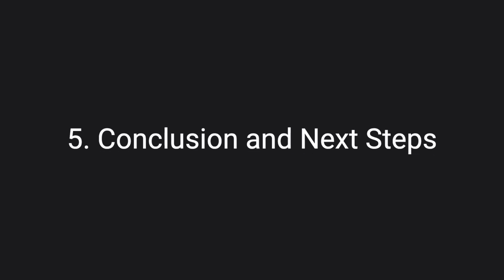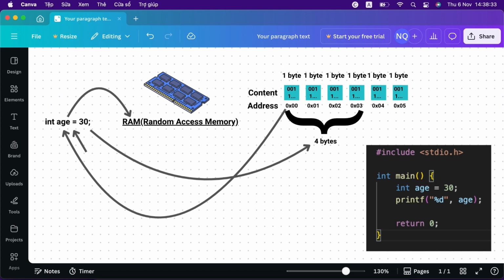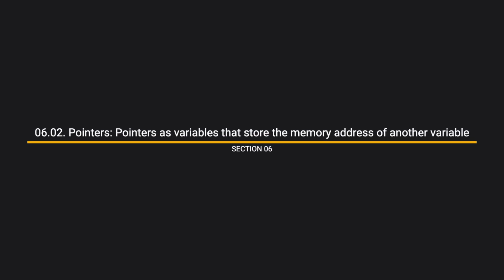Fifth, conclusion and next steps. We have established the foundational concept. Every variable is stored at a unique, numbered location, an address, in RAM, and it contains some content, the value. In the next lesson, we will introduce a new type of variable that exists solely to store those first addresses. Our next lesson is 6.02. Pointers. Pointers as variables that store the memory address of another variable.